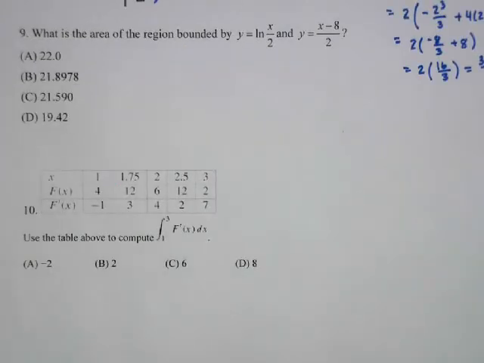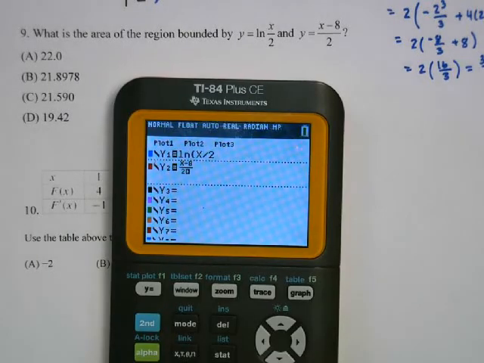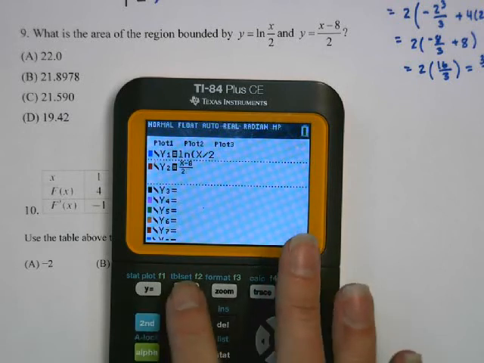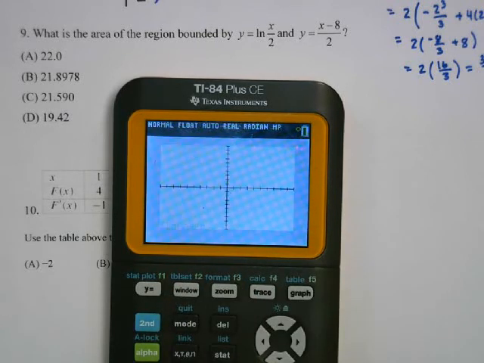Okay, what is the area bound by the natural log of x over 2 and y equals x minus 8 over 2? So I'm going to graph those in the calculator. So we'll type it in the calculator. Do a standard window.